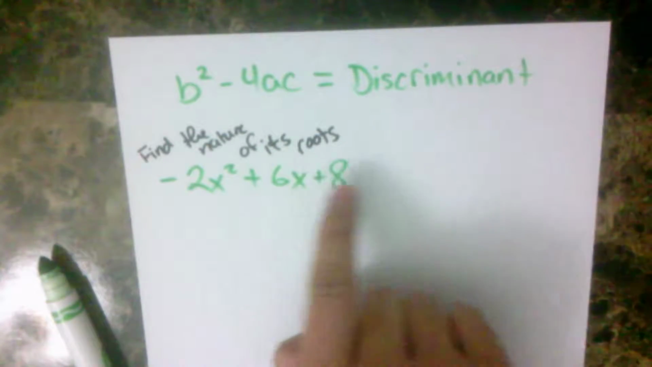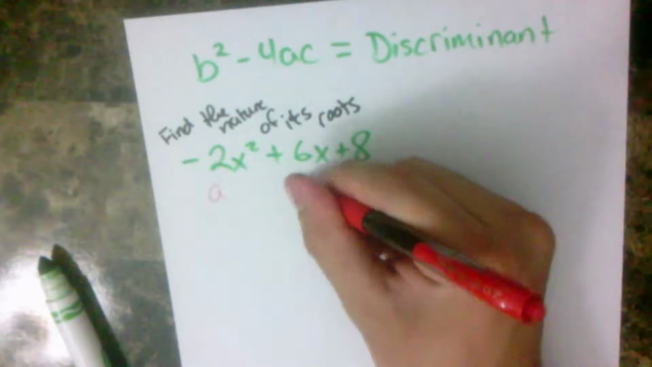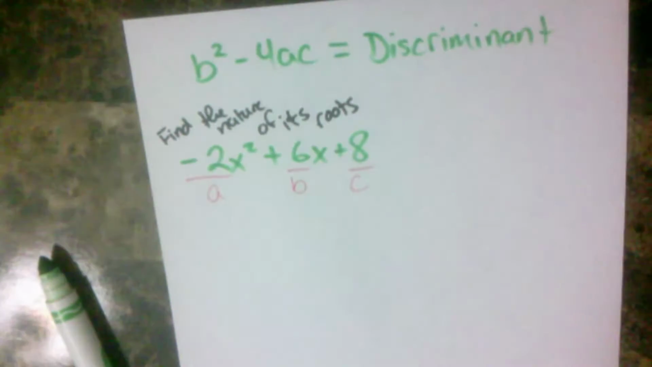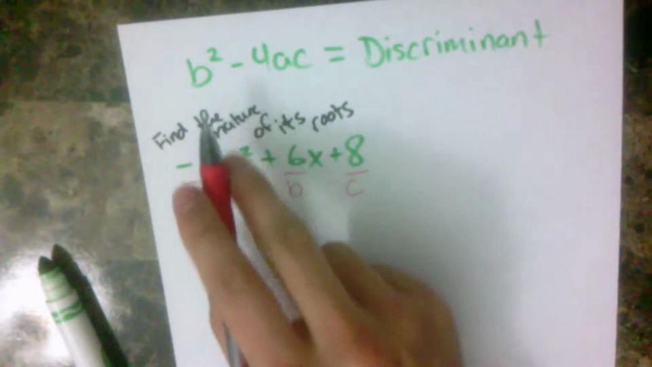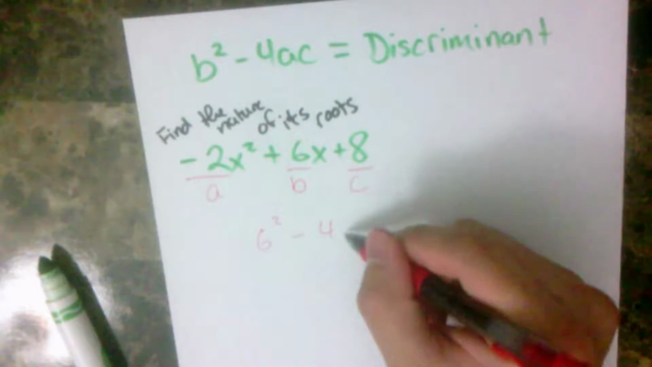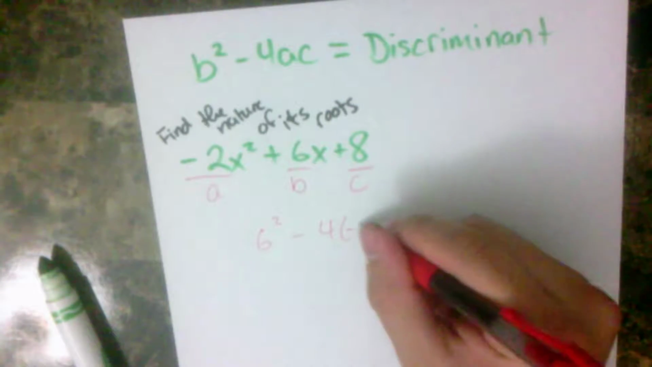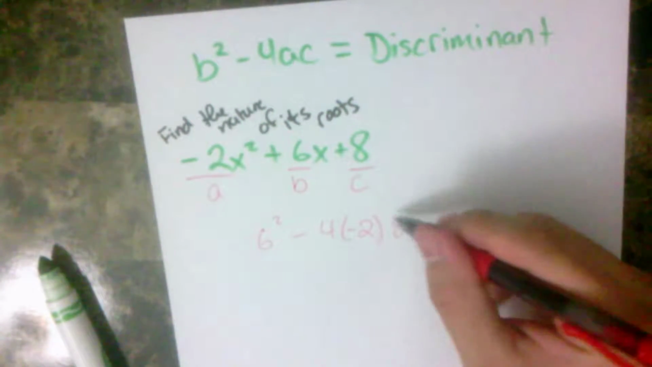Let's go ahead and name our a, b, and c. A, b, c. So c is 8, b is 6, and a is negative 2. Let's go ahead and plug that into just this discriminant. So instead of b squared, I'm going to write 6 squared, minus 4 times, instead of a, I'm going to write what you called a, negative 2. And then instead of c, I'm going to write our 8.